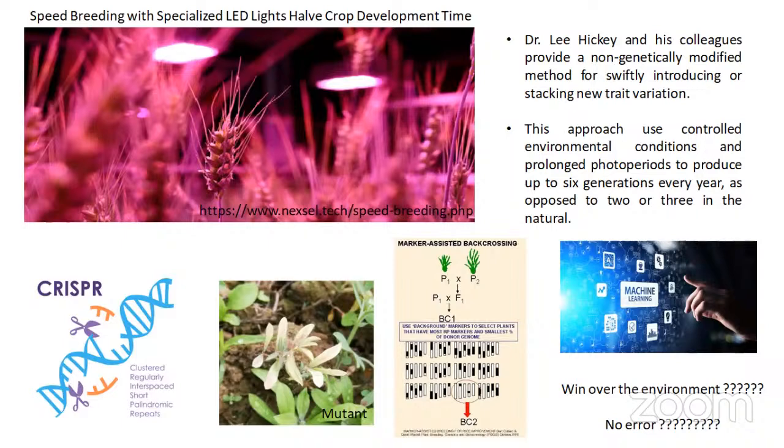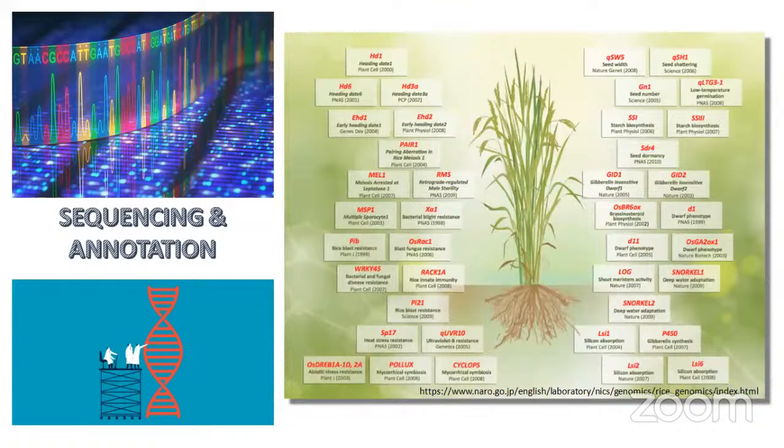Actually, what is the actual sense here? That means I want to win over the environment. You think very critically. You just close your eyes and think very, very critically. What is the actual motto? Actually, I am trying to win over my environment. I don't want to be bound by the environment, being a plant breeder, being a plant scientist, and with no error. Okay. So how can I do that? How can I win over that environment, and how can I achieve that with no error?